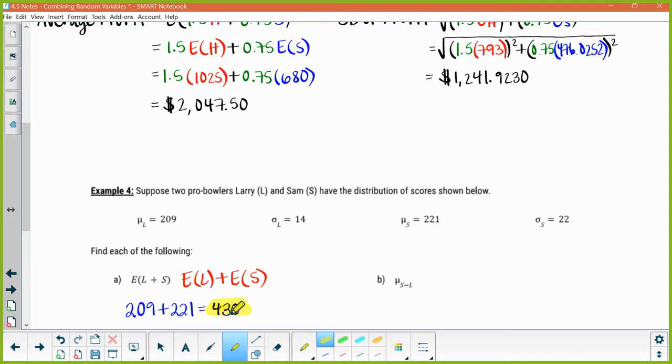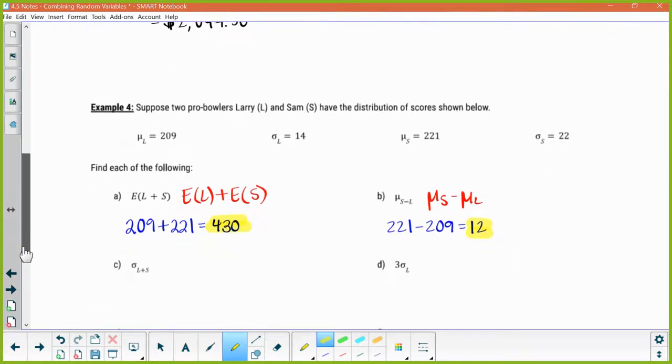Then they want us, mu is the same thing as expected value, don't forget. Find the expected value of Sam minus Larry. So I'm going to do mu of S minus mu of L. I just do 221 minus 209. That gives me 12. Remember, mu of x is the same thing as E of x, mean expected value. Though generally they ask you more for expected value than they do the mean.